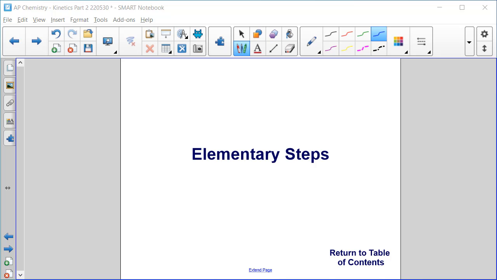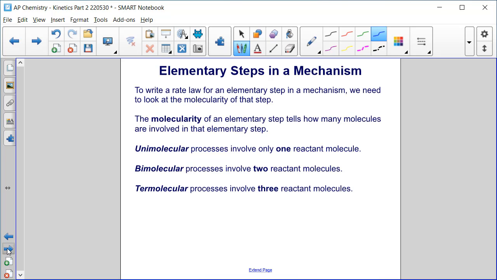Right, in this section, let's discuss and dive much more in detail on elementary steps. Elementary steps in a mechanism. To write a rate law for an elementary step in a mechanism, we need to look at the molecularity of that step. The molecularity of an elementary step tells us how many molecules are involved in that elementary step.